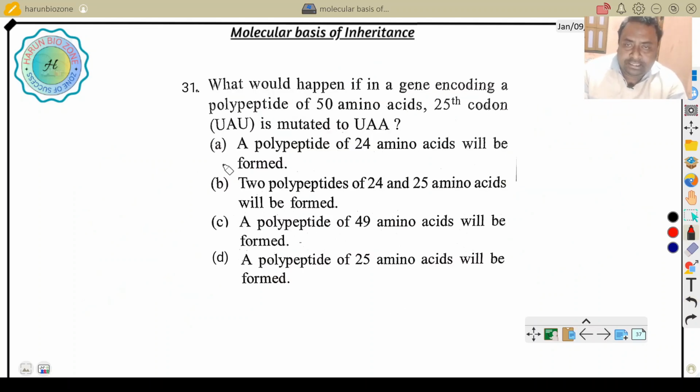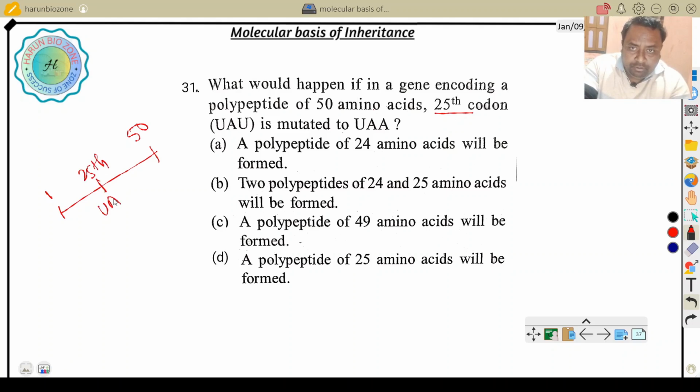Next question 31. What would happen in a gene encoding a polypeptide of 15 amino acids? So the total number of amino acids is 15, 1 to 15. And the 25th codon UAU is mutated to UAA. This is the 25th. So UAU mutated to UAA, and UAA is the stop codon.